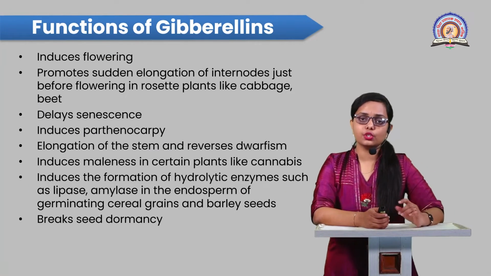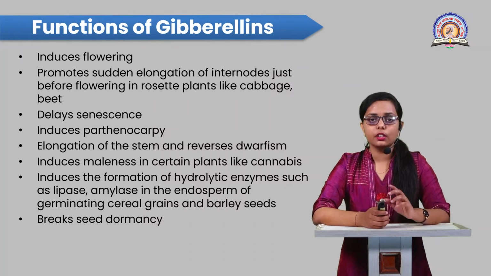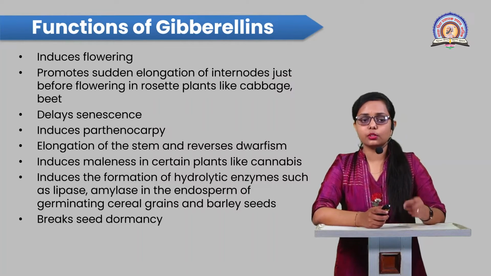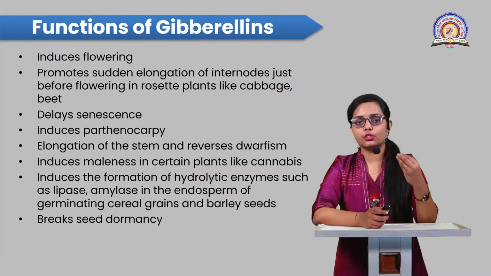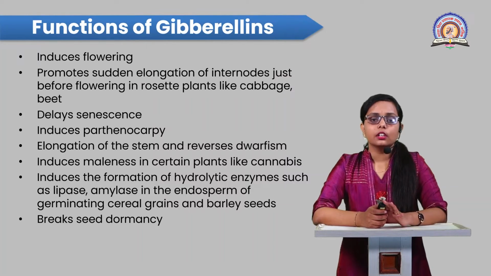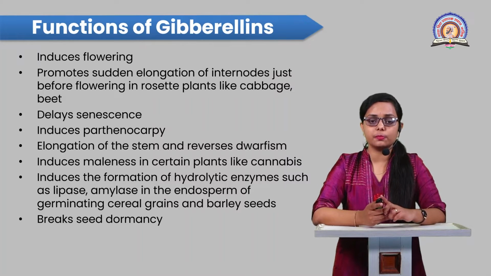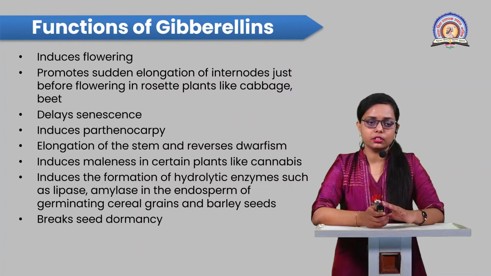So what are the functions of gibberellin? The most important function is that it induces flowering. When gibberellin is there, it is activated by sunlight. It goes to the tip or the bud region or primordia region where it induces flowering. It promotes elongation between the nodes, just before flowering in plants like cabbage or beet.